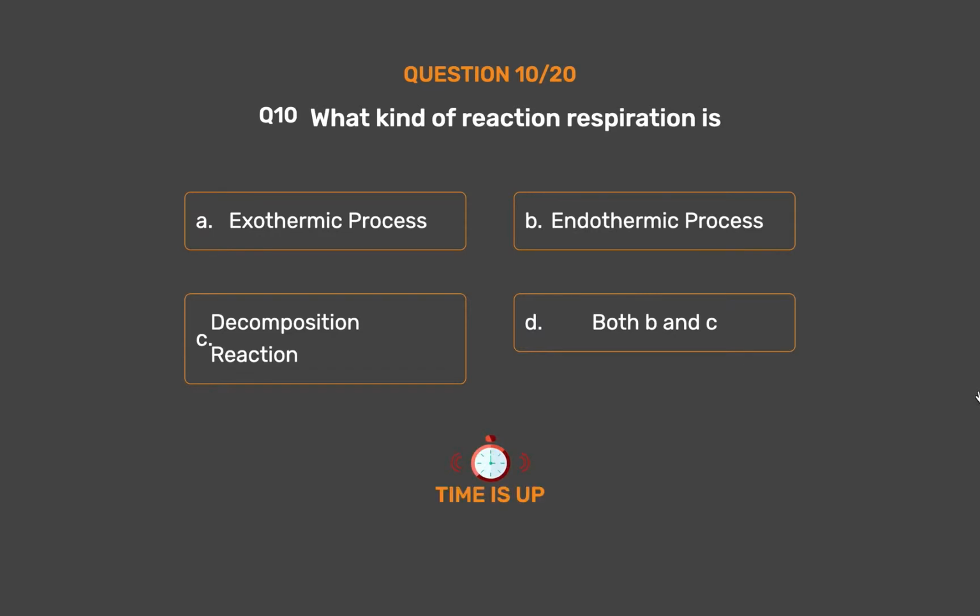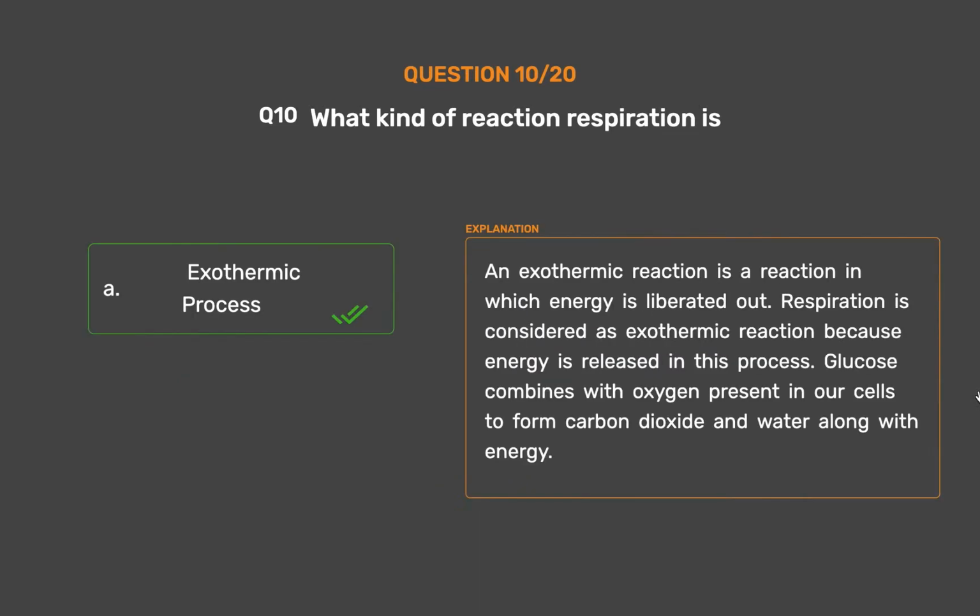The correct answer is Option A. Exothermic process. An exothermic reaction is a reaction in which energy is liberated out. Respiration is considered as exothermic reaction because energy is released in this process. Glucose combines with oxygen present in our cells to form carbon dioxide and water along with energy.